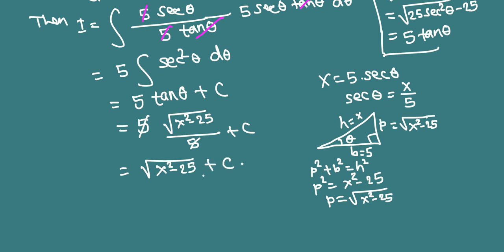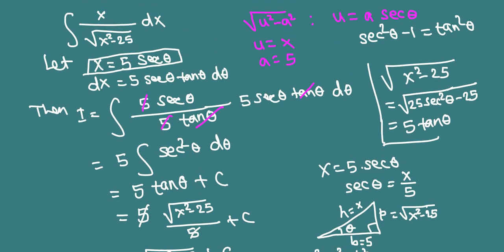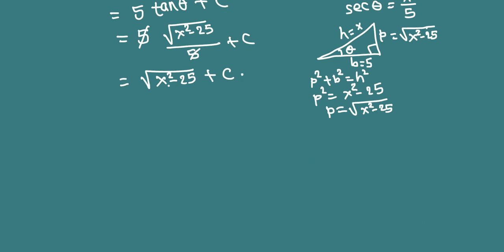As in each question, you can always differentiate this to see if you get back the original. Thus this is the final answer, root x squared minus 25 plus a constant.